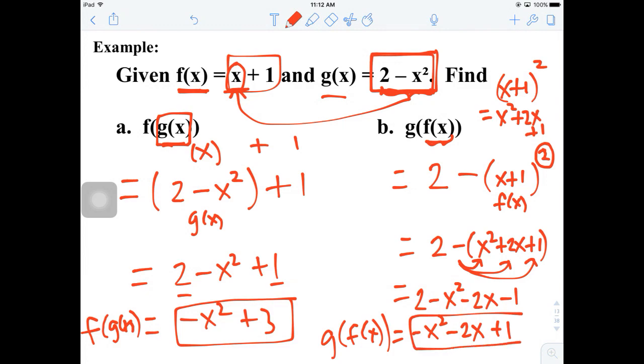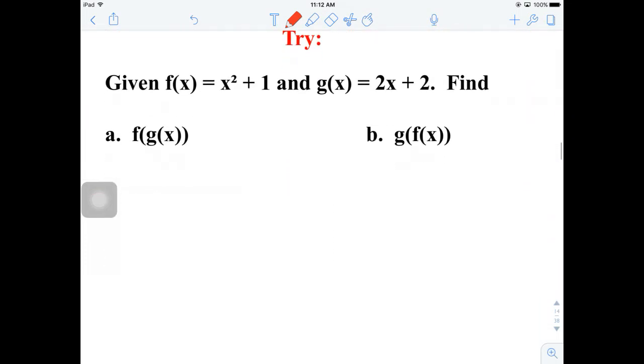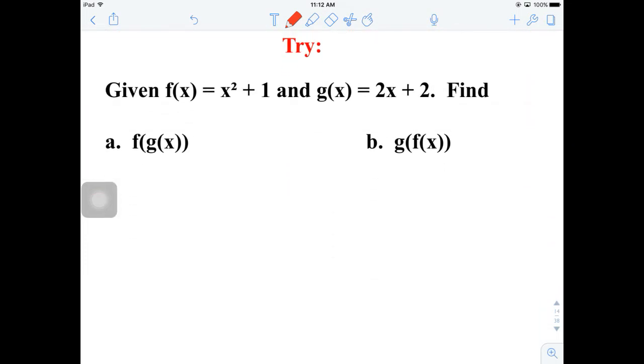And that is the final answer for evaluating g of x at f of x. And let's try some more examples. Next, if you can just pause this video and go ahead and try the two that are given before you look at the answers, that will be a great idea. Hopefully you've had a chance to try it.